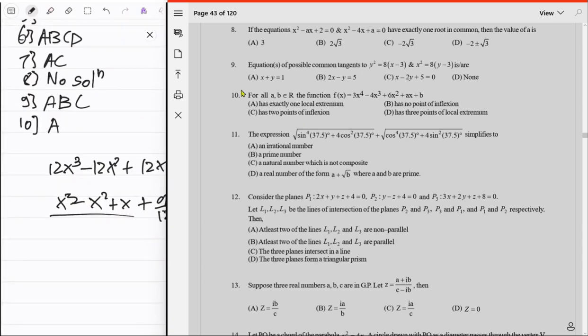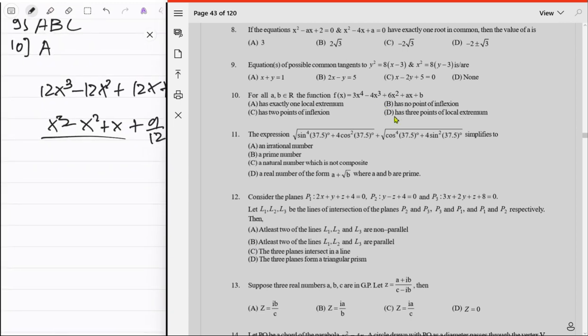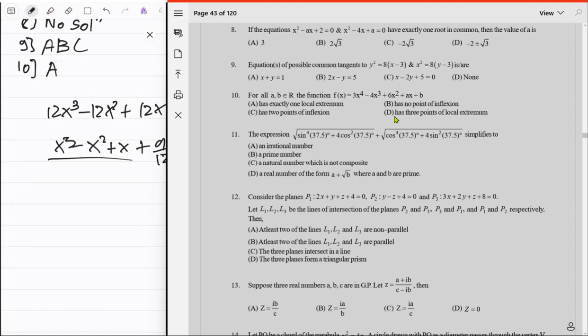Wait, what if that is also a point of inflection? I mean that depends on a itself. So, or the second derivative of, right? Okay. Exactly one local extremum. 2 points of inflection has one. So because this is biquadratic, it won't happen that an inflection point comes in it, right? What will its second derivative be like? Just so it has no point of inflection because the second derivative will never be zero. So B is correct. What else is there?